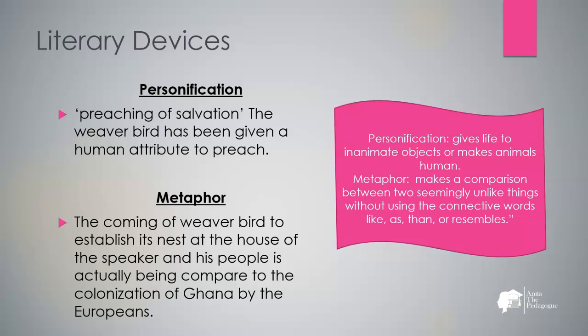Again, there's a use of a metaphor. The coming of the weaver bird to establish its nest at the house of the speaker and his people is actually being compared to the colonization of Ghana by the Europeans. So this whole poem can be said to be a metaphor, because the poem actually is not about any weaver bird, but rather about colonialism, the colonialism of the people of Ghana, where Kofi Awoonor hails.